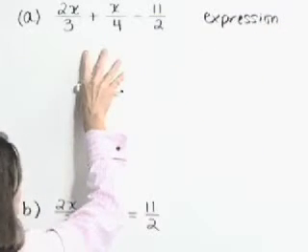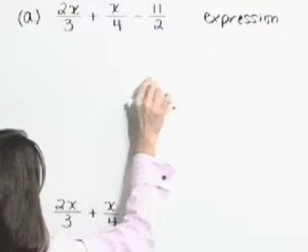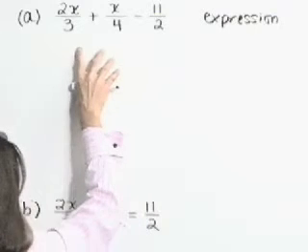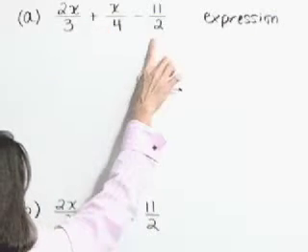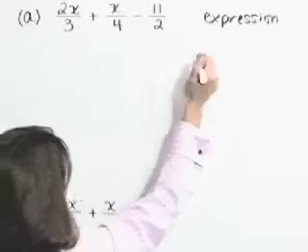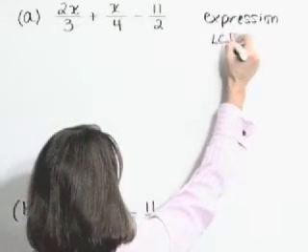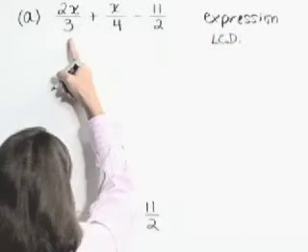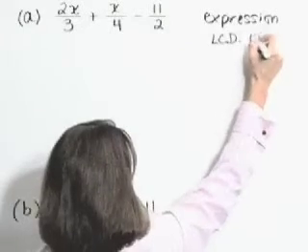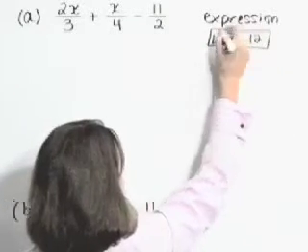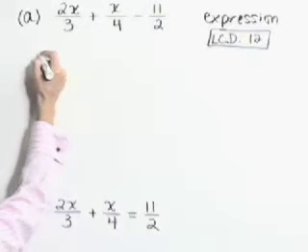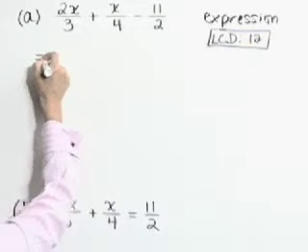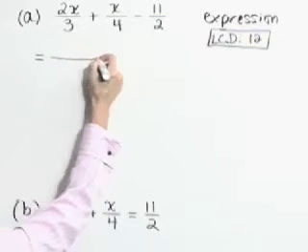And what we need to do with this expression is perform the indicated operations. So we need to add and subtract these terms. In order to do that, we need a lowest common denominator. A lowest common denominator of 3, 4, and 2 is 12. So let's build each of these fractions up so that they have that denominator of 12.